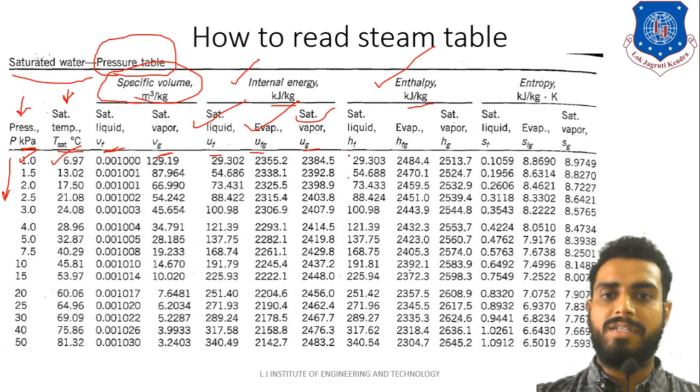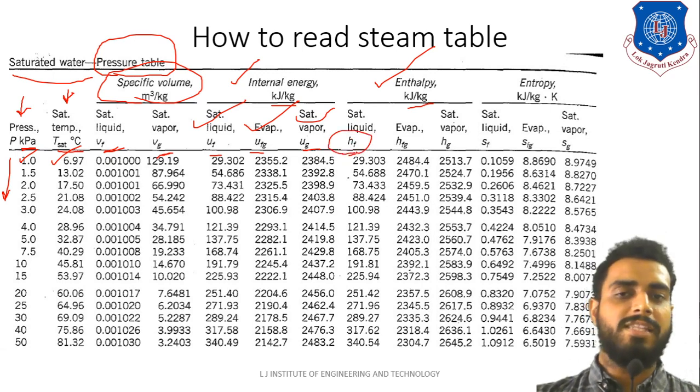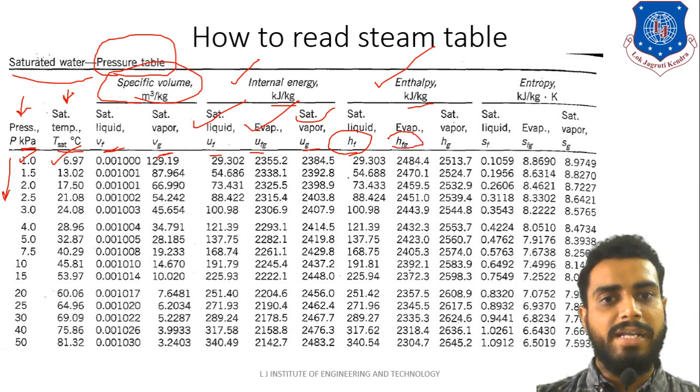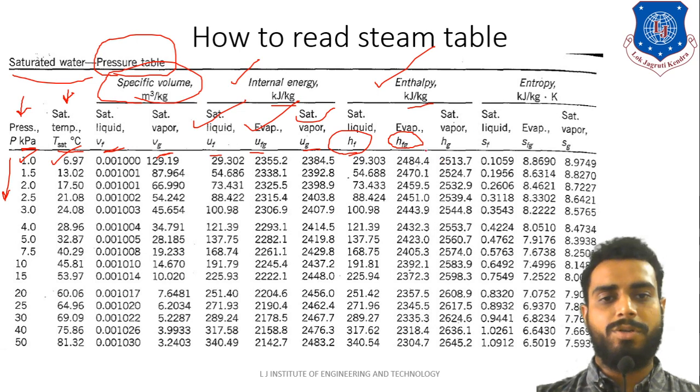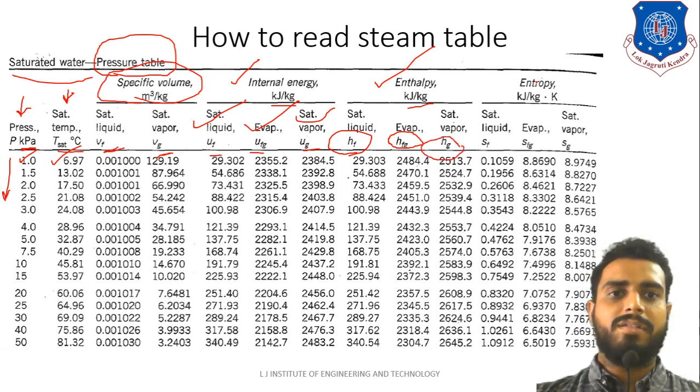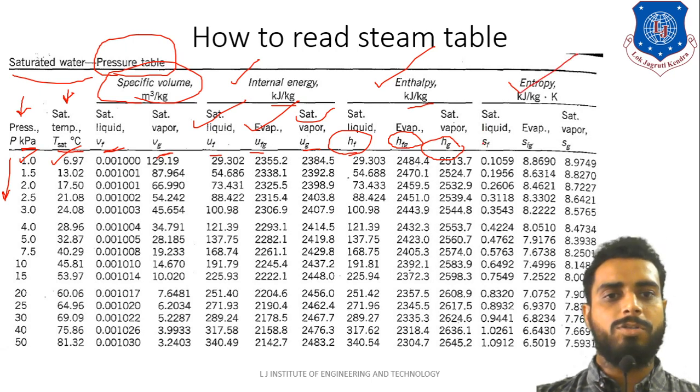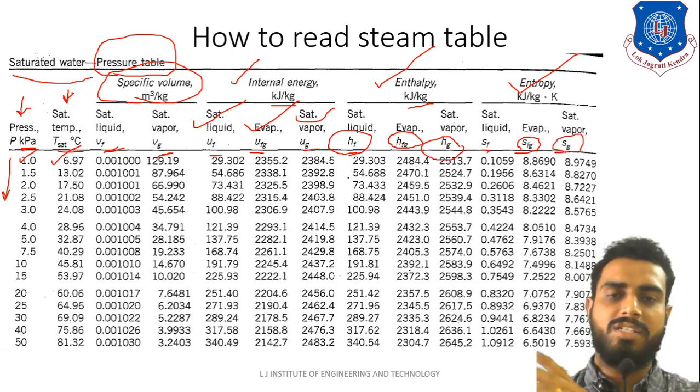Saturated liquid is denoted by hf, that is enthalpy of fluid. Evaporation enthalpy, that is hfg, is nothing but the latent heat of vaporization. And saturated vapor enthalpy is denoted by hg. Then in the same way for entropy you will find sf, sfg and sg. So these are all the values that you will find in any typical steam table.